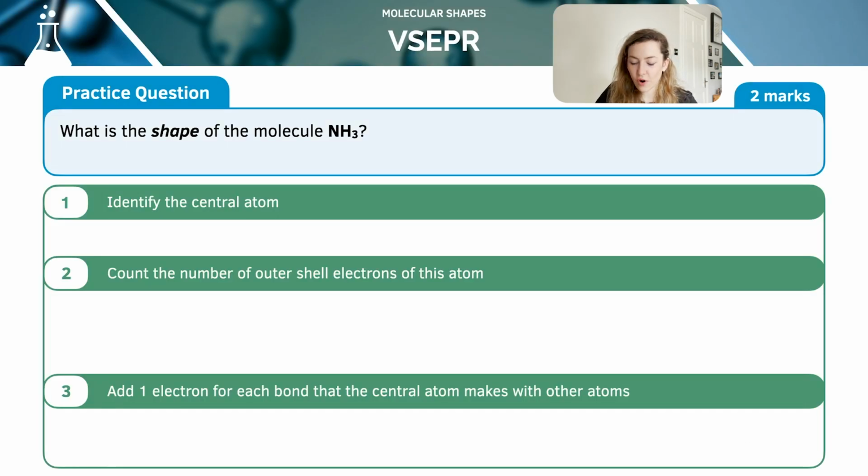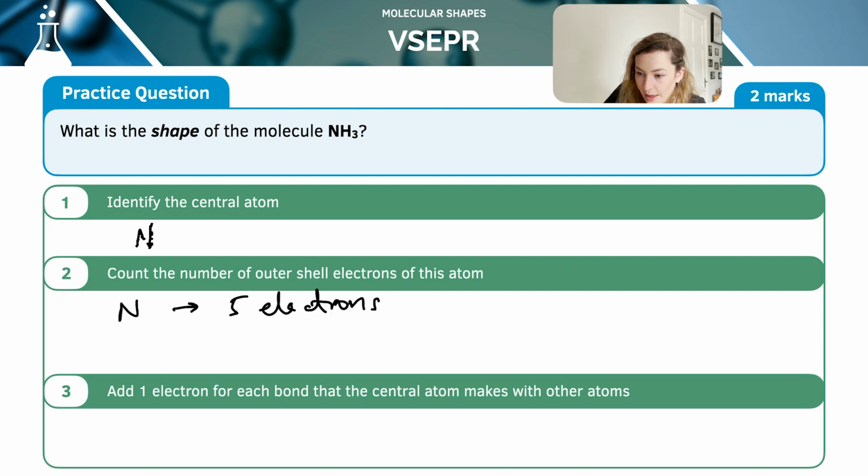Right, so this is asking for our working. Of course, this is 2 marks. I wouldn't normally break this down as much as I'm breaking it down now. Practice makes perfect. You end up being very quick at this. The central atom is nitrogen, of course. And nitrogen has got 5 electrons because it's in group 5. Okay, 5 electrons, group 5 of the periodic table. So add 1 electron. So there's 3 other atoms of hydrogen bonded to nitrogen. This means the total number of electrons around the central atom of nitrogen is 5 plus 3, so we've got 8 electrons.